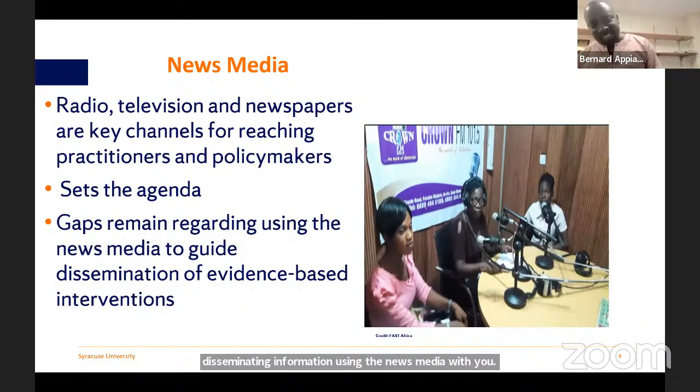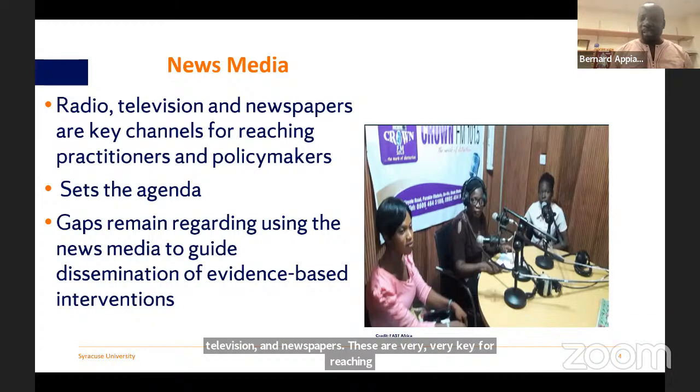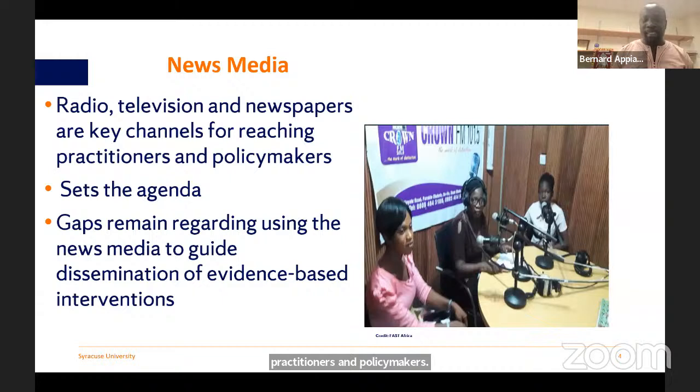The news media, as you know, can be from several channels, but there are three key ones: radio, television, and newspapers. These are very, very key for reaching practitioners and policymakers, and not only these people, but even members of the public in general. The news media also is known for setting the agenda.